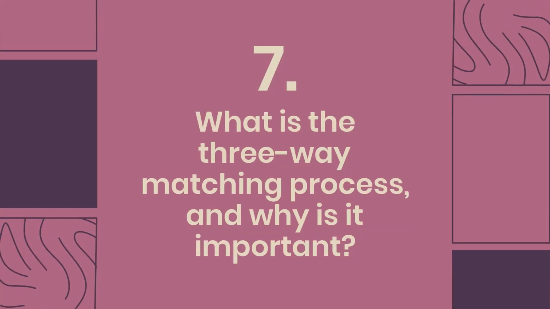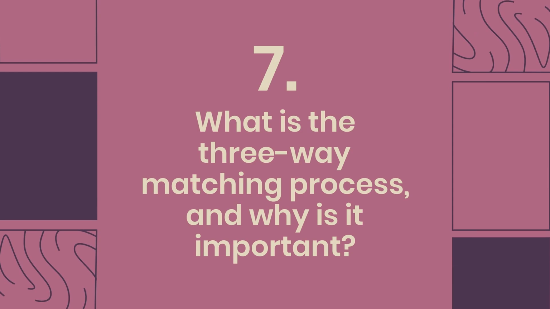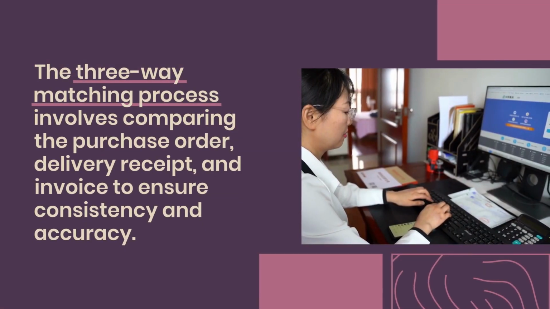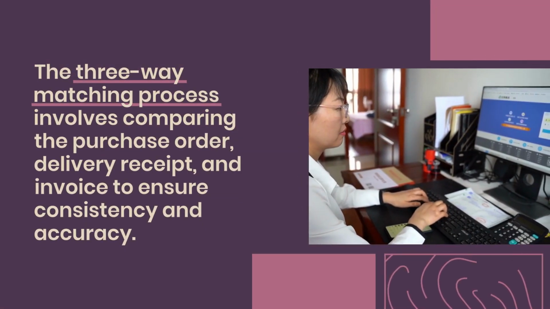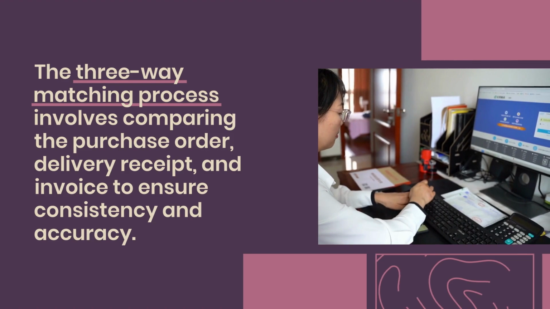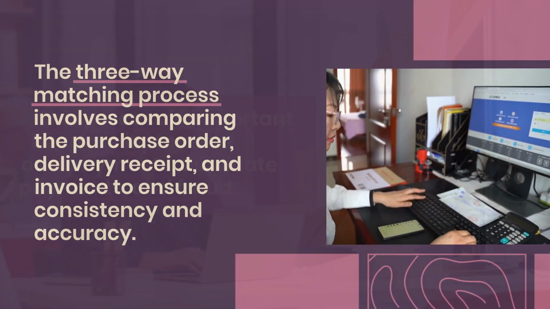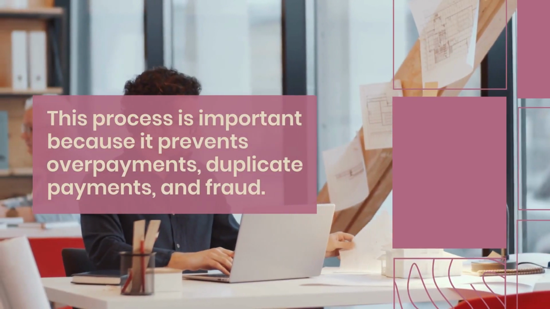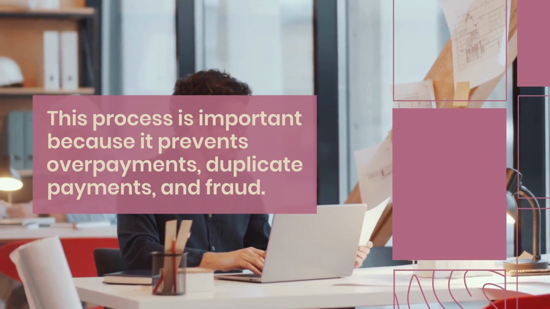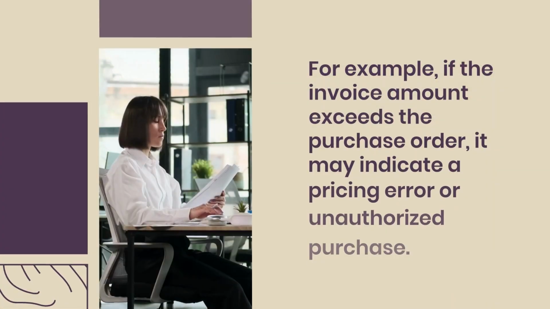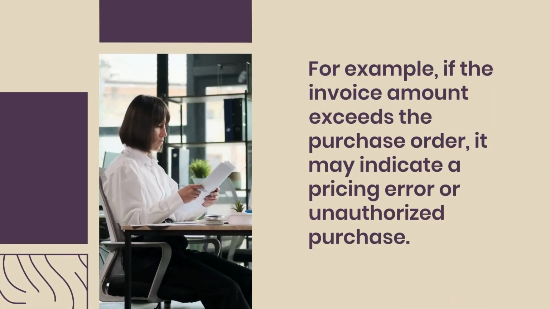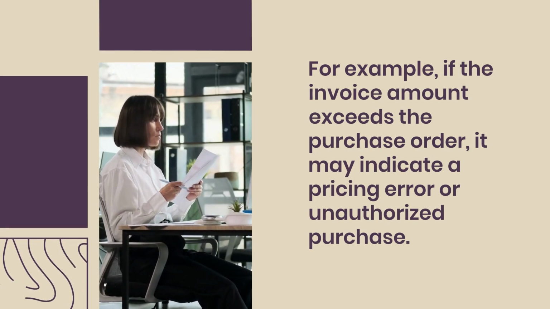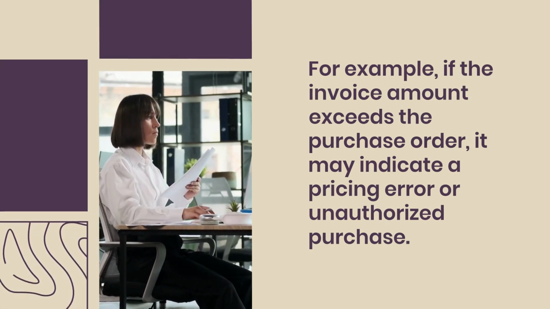7. What is the three-way matching process, and why is it important? The three-way matching process involves comparing the purchase order, delivery receipt, and invoice to ensure consistency and accuracy. This process is important because it prevents overpayments, duplicate payments, and fraud. For example, if the invoice amount exceeds the purchase order, it may indicate a pricing error or unauthorized purchase.